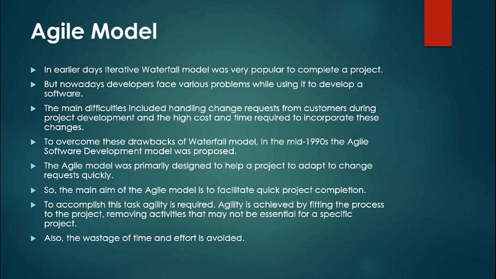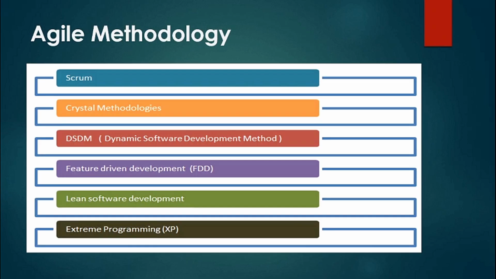To overcome these drawbacks of the waterfall model, in the mid 1990s the Agile software development model was proposed. The Agile model was primarily designed to help a project adapt to change requests quickly. The main aim of the Agile model is to facilitate quick project completion. To accomplish this, agility is required. Agility is achieved by fitting the process to the project and removing activities that may not be essential for a specific project. Also, the wastage of time and effort is avoided using the Agile model.